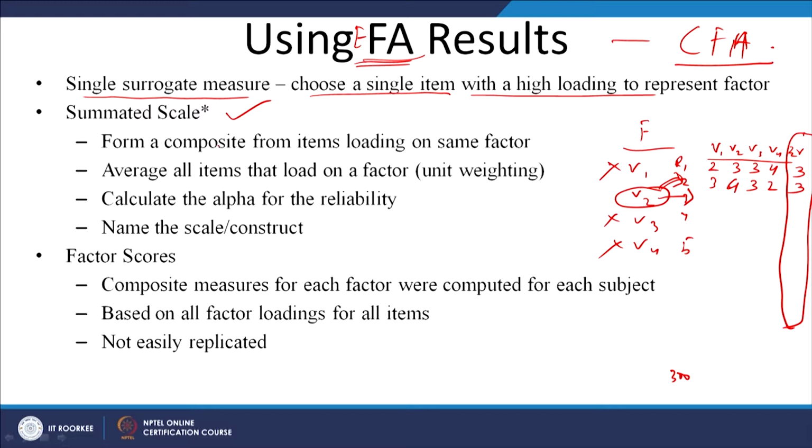So, what it says is form a composite from items loading on the same factors, that is what we did. Average all items that load onto the factor, and calculate the alpha for the reliability. Now, I will have to explain this. What is this alpha and reliability? We use a term called Cronbach's alpha. It is an inter-item correlation, that means what is the correlation among the variables within a certain factor.